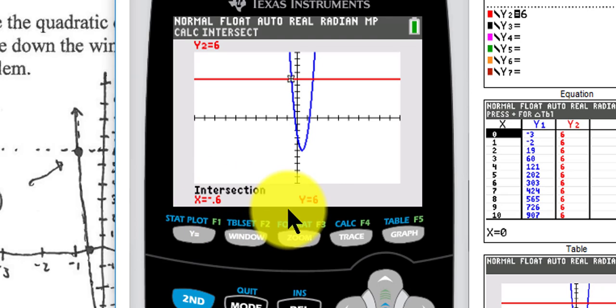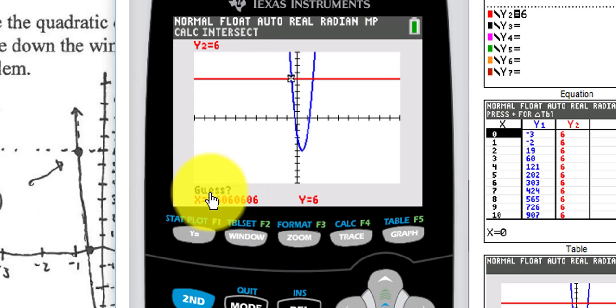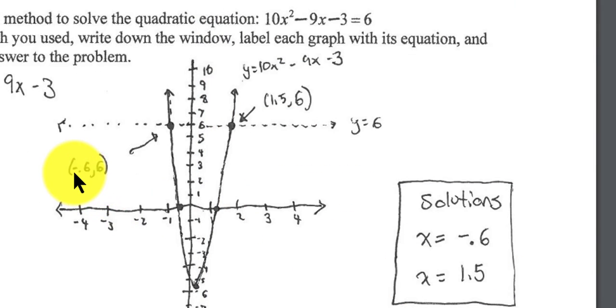It's -0.6, 6. And to find the point on the right, I say second, trace, 5, enter only 2 times. When it says guess, I move my cursor to the side, the point that we don't know, and press enter. And this side is 1.5. So -0.6 and 1.5 are my answers. What value of x will give me 6? Well, if I put in -0.6 here and here, I'll come out with 6. If I put in 1.5 here and here, the value of y will be 6. Okay, so that's the solution to this equation.